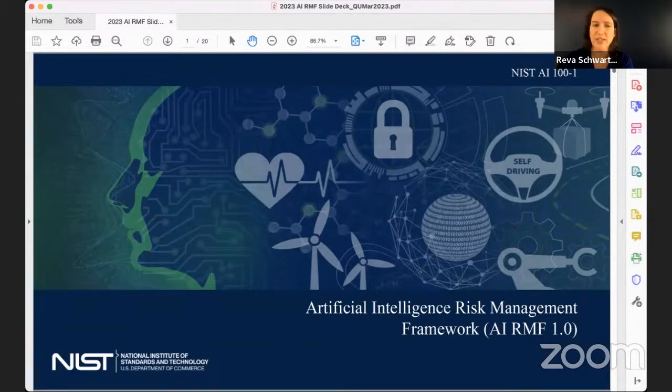We also define risk as the composite measure of an event's probability of occurring and the magnitude or degree of consequences should that event occur. So the important point here is that we take a broad view of risk, in saying that the impacts of AI systems can create situations that, yes, are negative, but can also be positive. So it can result in opportunities or threats.